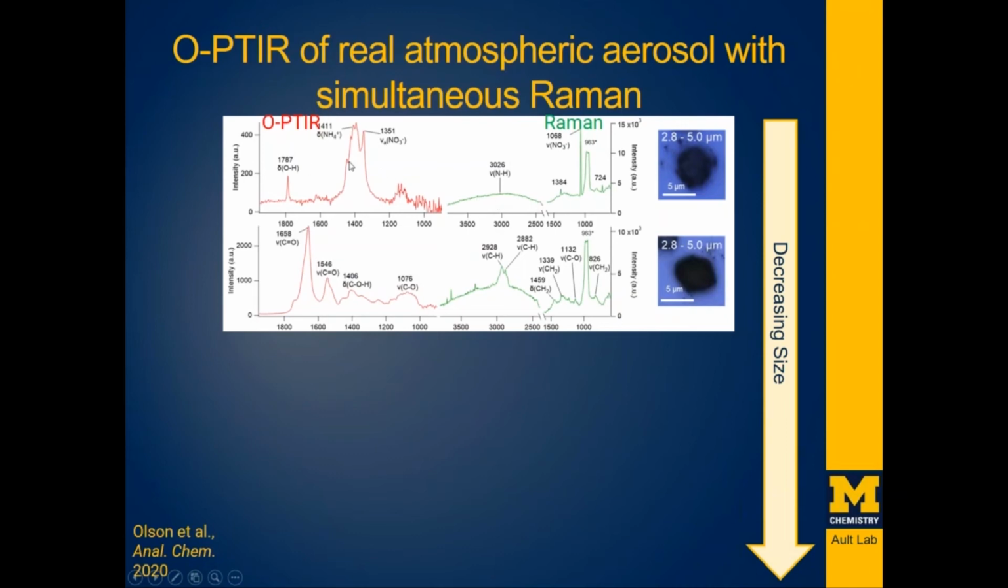But when we now are able to turn to optical photothermal IR, we had a very strong ammonium band right here at about 1411, which is right where that should be. And so when we had that, we said, okay, this is an ammonium nitrate containing particle. If we'd have just had Raman, we wouldn't have been able to know that.